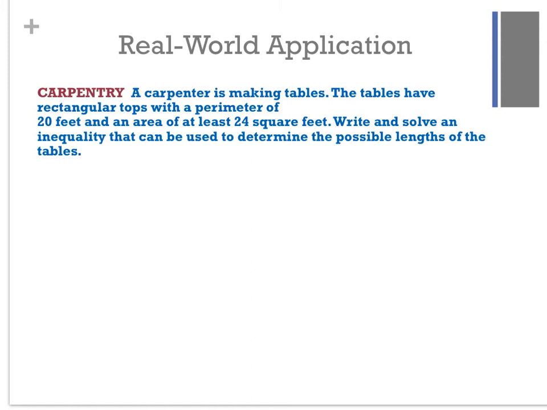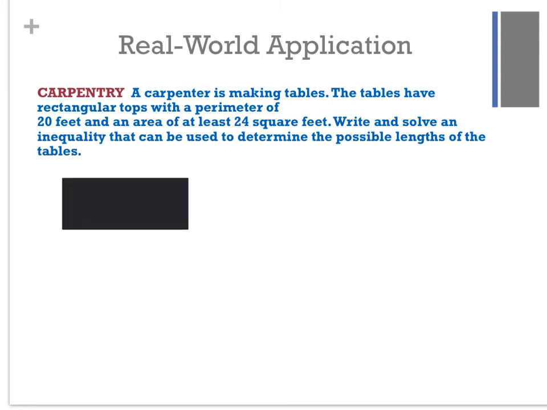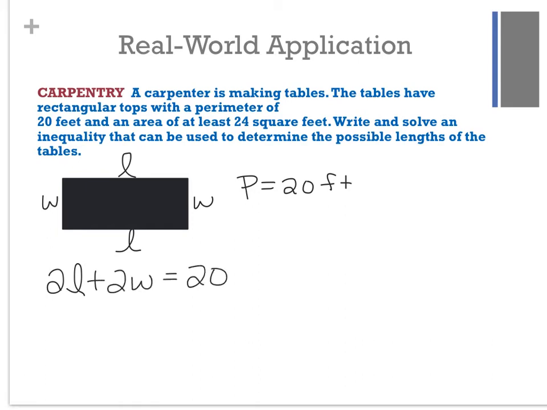Alright, we're going to look at a real-world application here. A carpenter is making tables. The tables have rectangular tops with a perimeter of 20 and an area of at least 24 square feet. We need to write and solve an inequality that can be used to determine the possible lengths of the tables. So looking at a rectangle here, we know that the perimeter is equal to 20 feet. And again, if this is my length, my width, and my width, that means that the perimeter is 2L plus 2W, and I know that's equal to 20 feet.